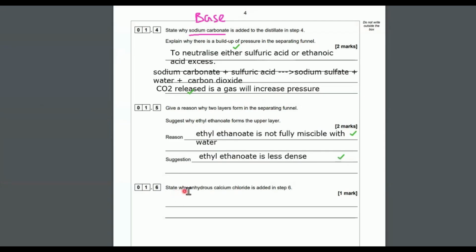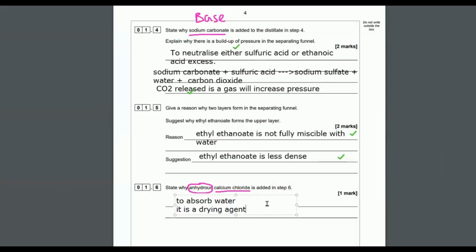Next question, 1.6: state why anhydrous calcium chloride is added. The clue is right there in the name, isn't it? What does anhydrous mean? It means without water. If it's anhydrous, it can become hydrated calcium chloride. Why would we add something that's anhydrous? To absorb water. It is a drying agent.